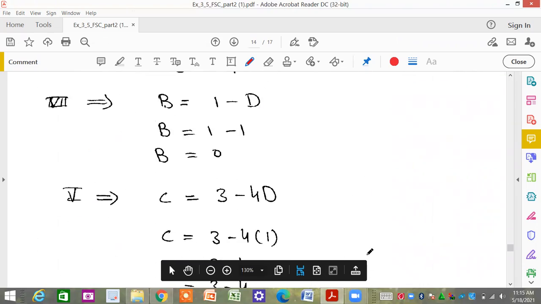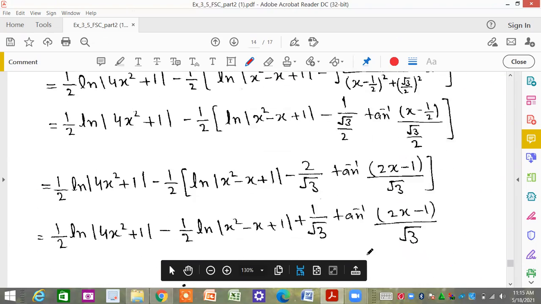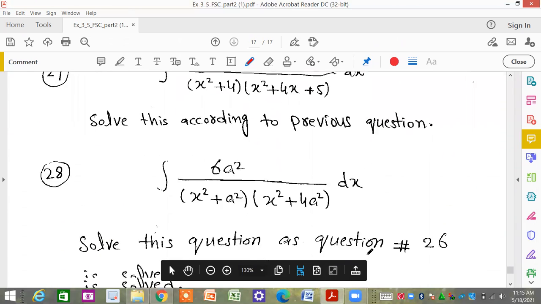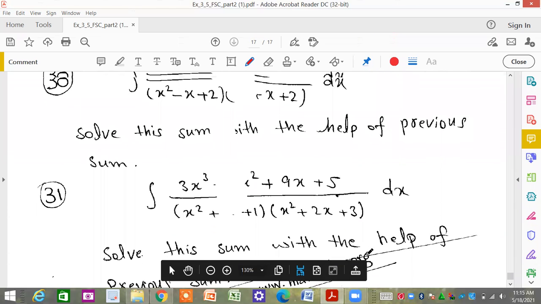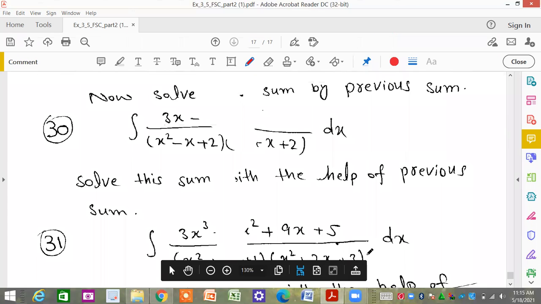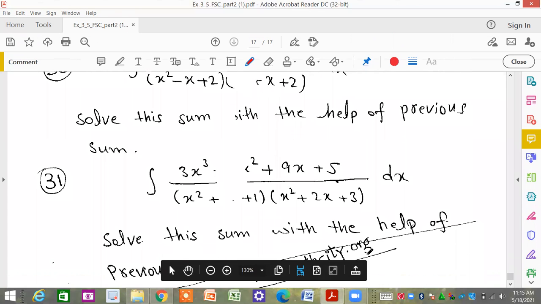So the last question is the 33rd. After discussing question number 25, we are going to discuss question number 30. So questions 30 and 31 are included.